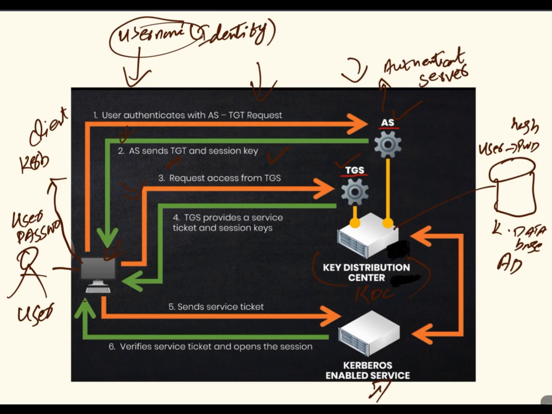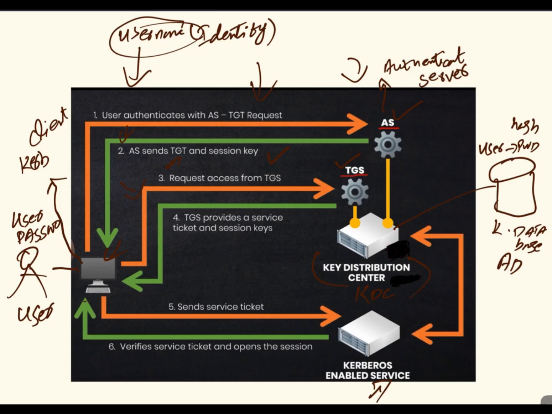Now the third step would be that the client sends the TGT. Sorry, now the client requests access from the TGS. So the client sends the TGT and an authenticator timestamp encrypted with the session key.